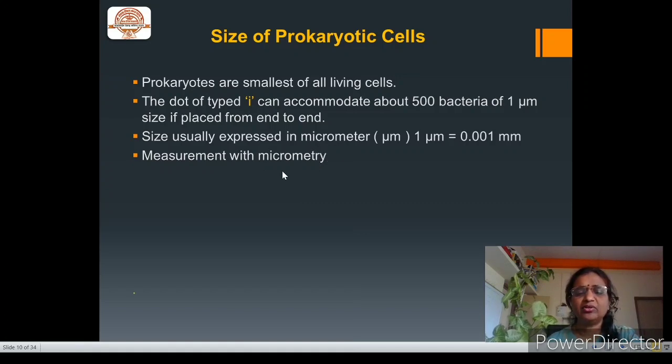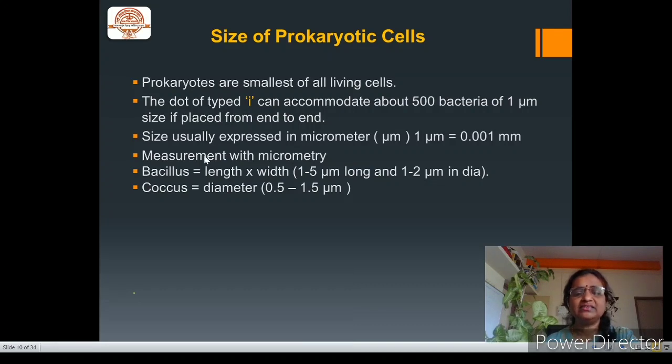Now how can this micrometry be done in the laboratory? For micrometry we require a stage micrometer and an ocular micrometer attached to our regular compound microscope. With the help of this micrometric slide, we can measure the size of bacteria. In case of bacillus, we can measure the size in terms of length and width. For example, 1 to 5 micrometer is the length range of some rod-shaped bacteria, and 1 to 2 is their diameter.